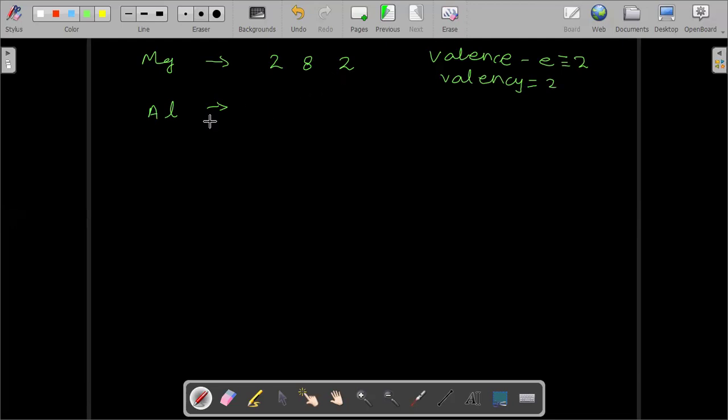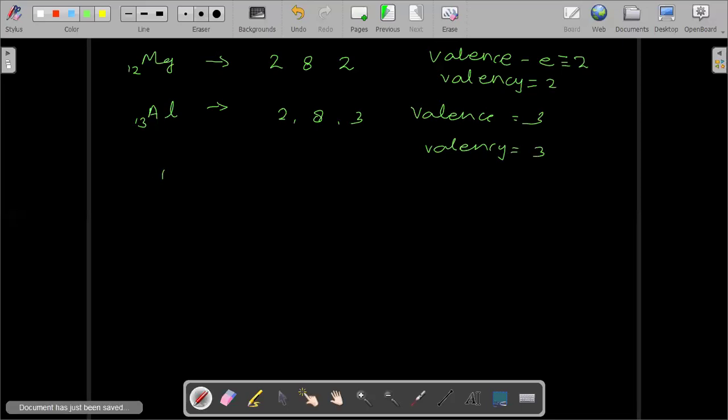For aluminium, the atomic number is 13, so the configuration is 2, 8, 3. It will have valence electron as 3 and valency as 3. Can you tell me what this will be for phosphorus, atomic number 15, and nitrogen, atomic number 7? Try out for these two.